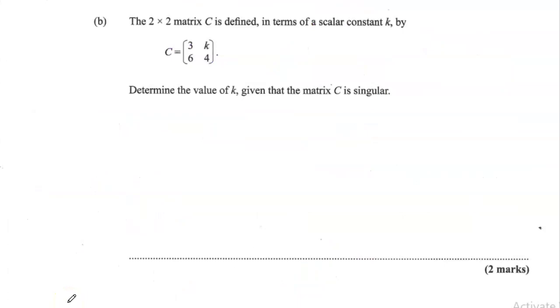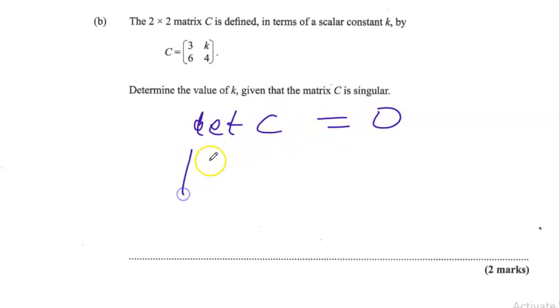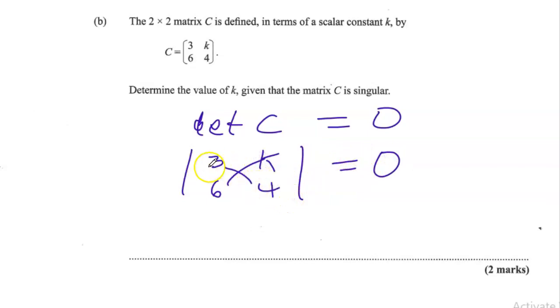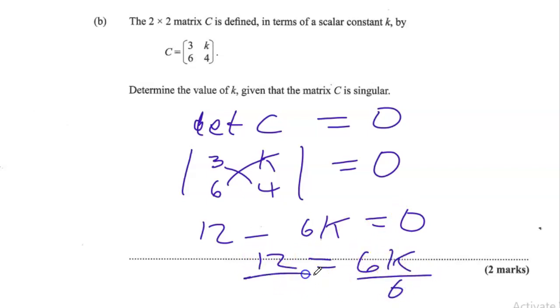Part B, so we have a matrix there. Determine the value of k given that C is singular. Alright, so if C is singular, the determinant of C is equal to 0. So for 3, k, 6, 4, the determinant is 0 if it's singular, so cross multiply diagonals and subtract. 3 times 4, that's 12, minus 6k equal to 0. So 12 equal to 6k, divide both sides by 6, so the value of k is equal to 2. Next.